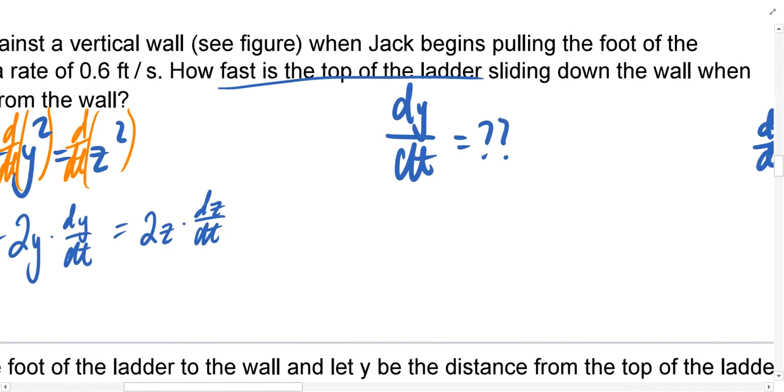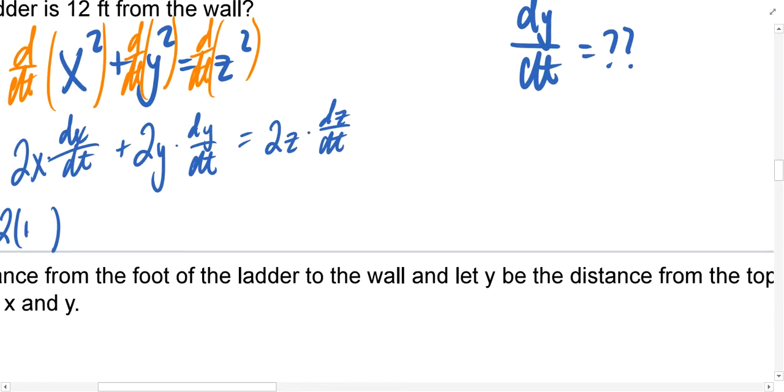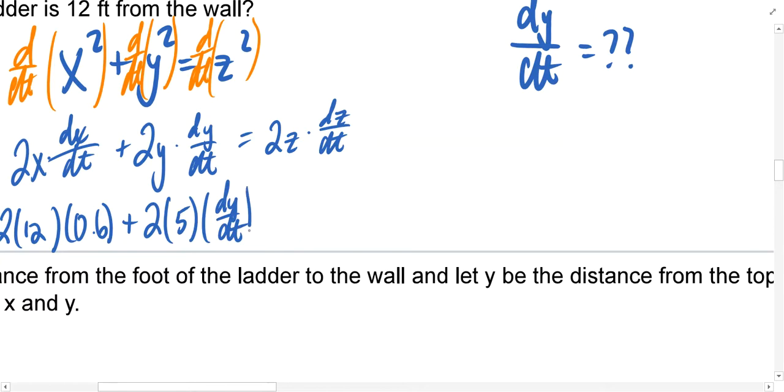Now, the x value in this problem, of course, was given to us, and that's 12. And the dx/dt is 0.6. The y component we had to calculate, but ended up being 5 feet. What we don't know is the dy/dt value. In fact, that's exactly what we're solving for. And then lastly, our z value, the length of the ladder, is 13, but dz/dt, the rate at which the ladder length is changing, is 0.